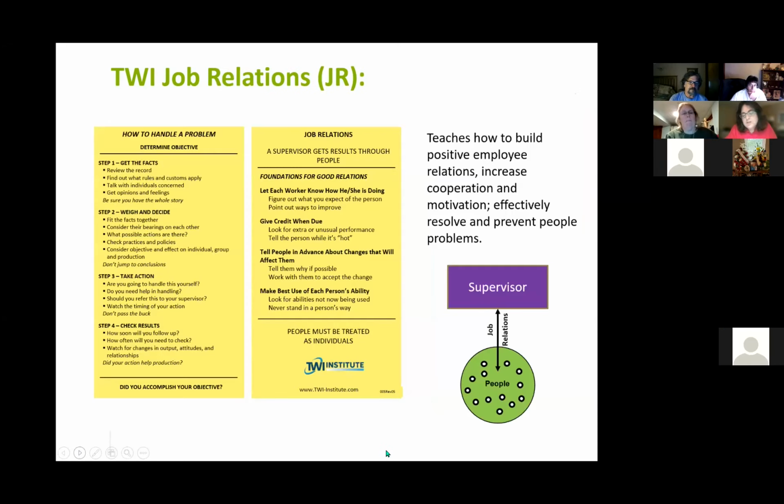Next one, job relations, another really important one. In fact, this might be the most important to start with. Let's go through a few highlights on job relations.